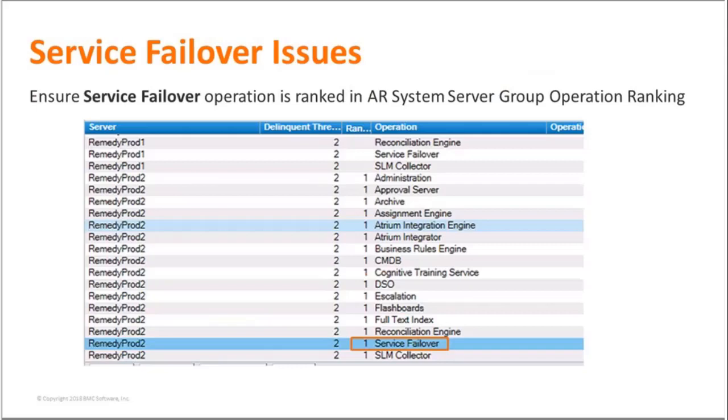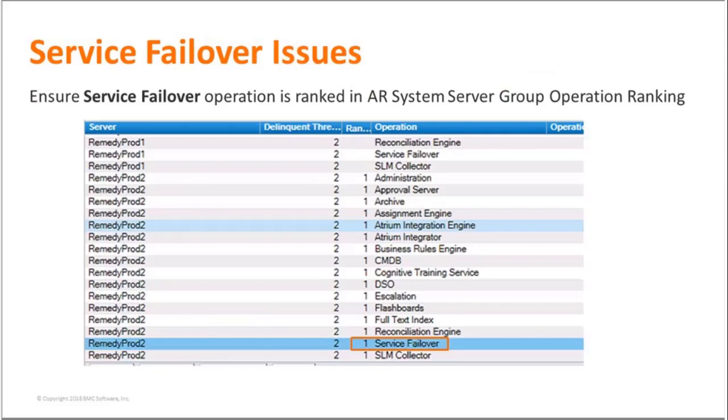Lastly, make sure that service failover is ranked. This is something that's quite often missed because people aren't really sure what this service failover operation is. This operation handles the coordination of the mailboxes and assigning them based on their rank. If this operation isn't running, the email engines will not be assigned ownership of the mailboxes and they'll not process them.